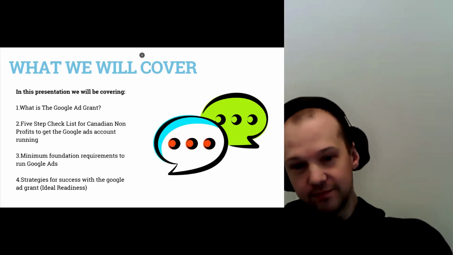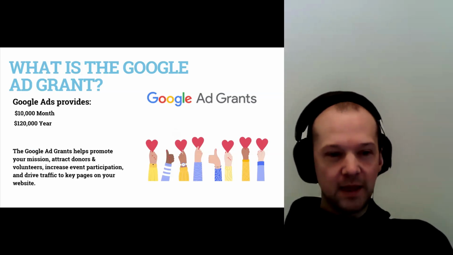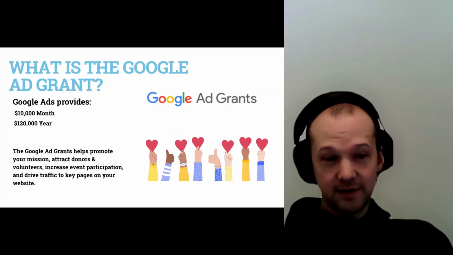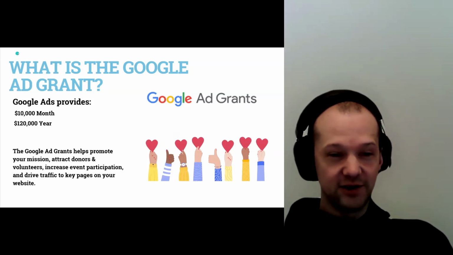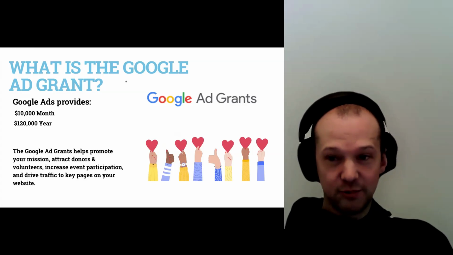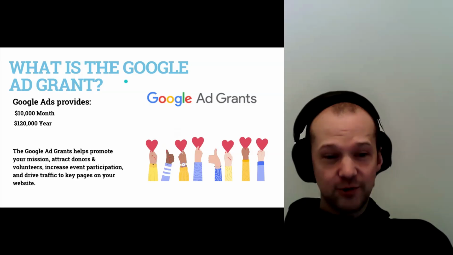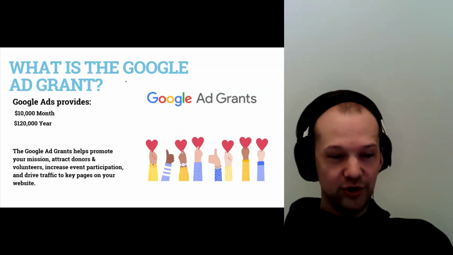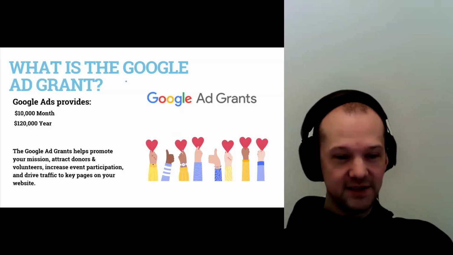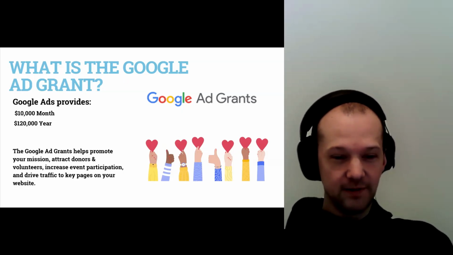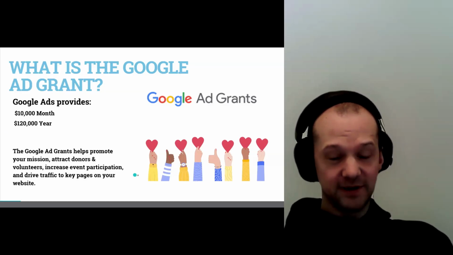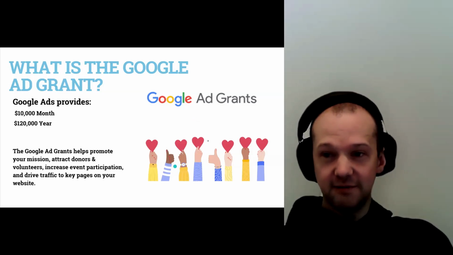Next slide, please. So what is a Google Ad Grant? The Google Ad Grant provides $10,000 USD per month of ad spend, or $120,000 USD per year. That's a lot of free money from Google. What does a Google Ad Grant do? It helps promote your mission. It helps attract donors, attract volunteers, increase event participation, and drive traffic to key pages on your website. And this is really important because you need to be shown as a nonprofit.